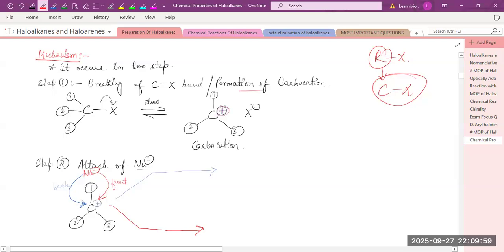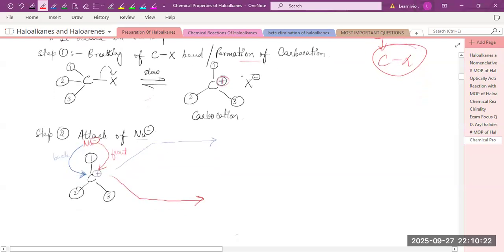Suppose we have 1, 2, 3 groups. Like 1, 2, 3 could be the same group, and it could be different also. So here the carbocation will be formed when the leaving group leaves. So here is the formation of carbocation, and this is the slowest step. This is the rate determining step.